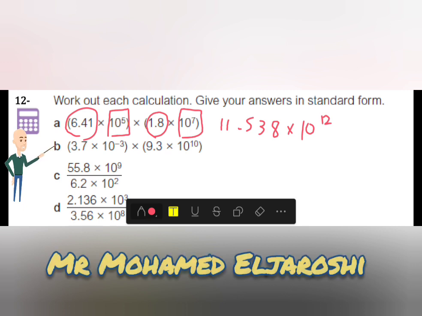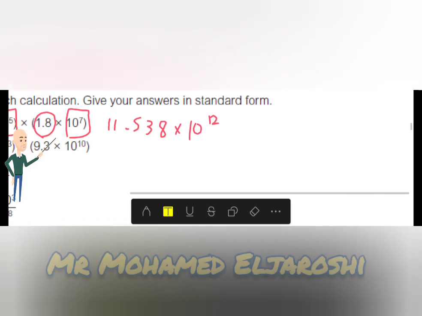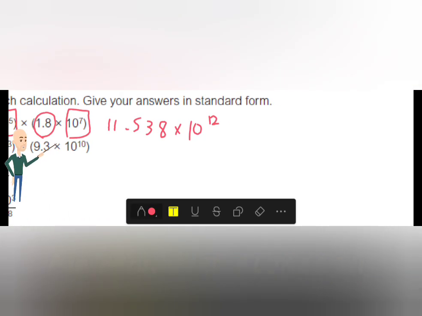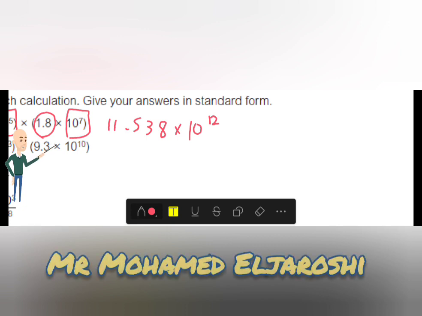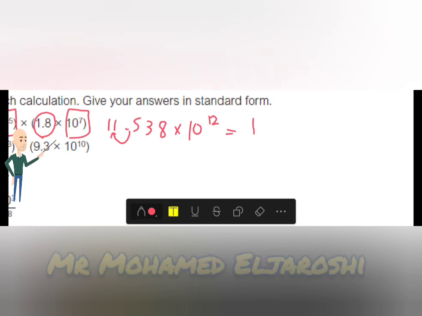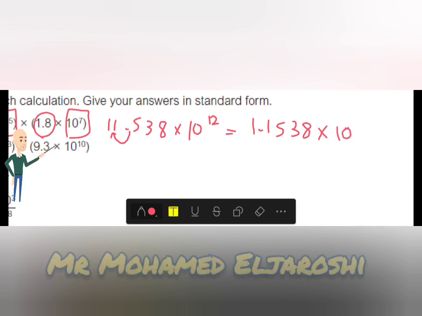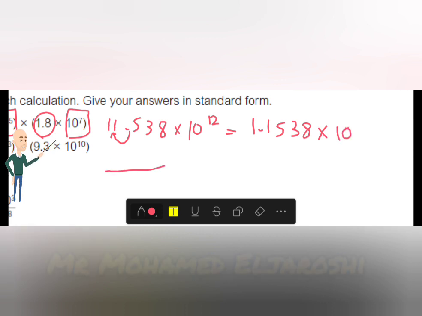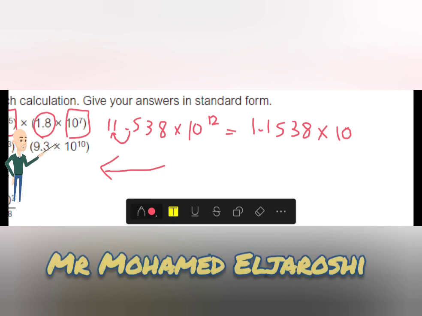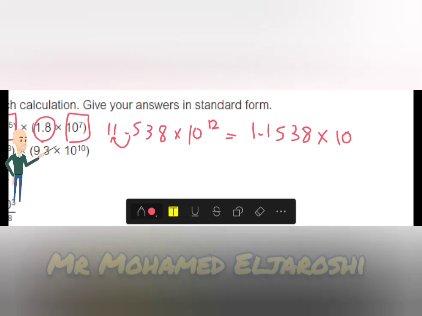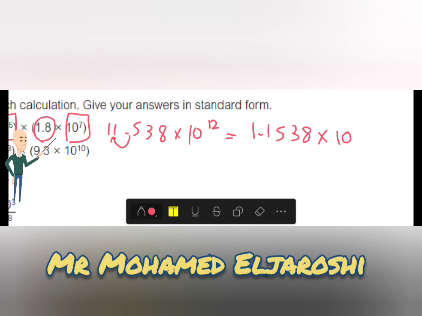Good. Now, is that in standard form? Very good. It's not. So I have to make it standard. How can I make it standard? Very good. By moving the decimal point. Now, I'm going to move the decimal point here to make it 1.1538 multiplied by a 10 with a power. Now, because I moved the decimal point this way, it means I went to the positive side. And because I went to the positive side, I'm going to add 1 to this power. So it's going to be 13.